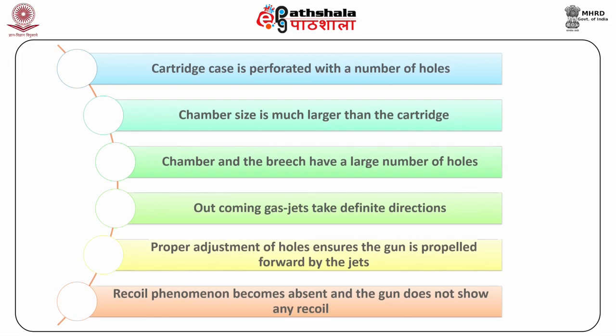Recoilless guns. Such guns do not exhibit any recoil, since it has been completely eliminated by the technique described. The cartridge case for such a gun is perforated with a number of holes. The chamber size is considerably increased and made much larger than the cartridge. The chamber and the breech have a large number of holes with controlled directional outlets. The outgoing gas jets thereby take definite directions so that the rotation of the gun due to rotation of the projectile inside the barrel is compensated. Proper adjustment of holes ensures that the gun is propelled forward by the jets only to that extent which will neutralize the backward movement due to recoil. Thus, the recoil phenomenon becomes absent and the gun does not show any recoil.